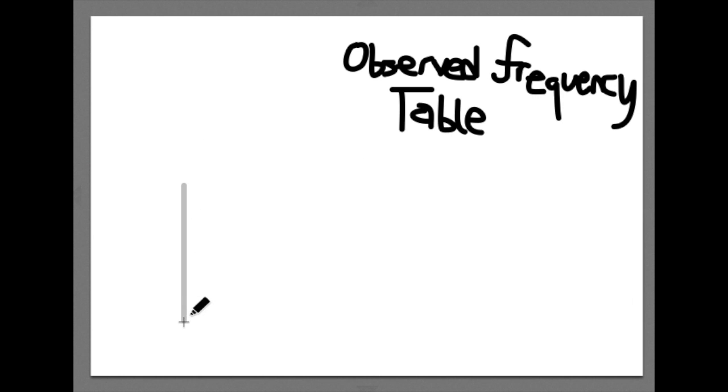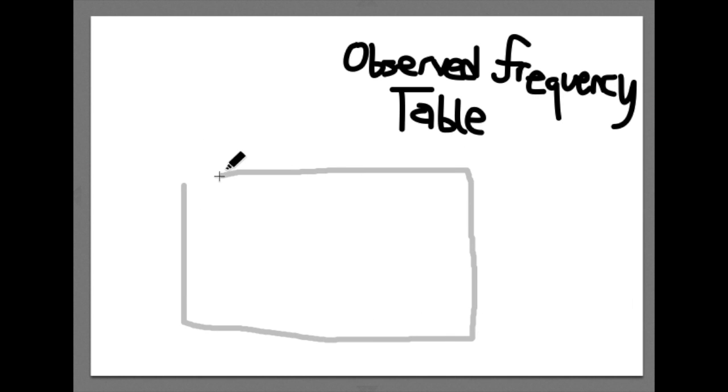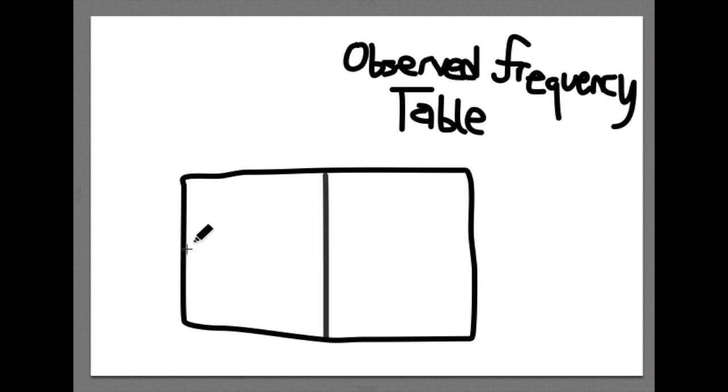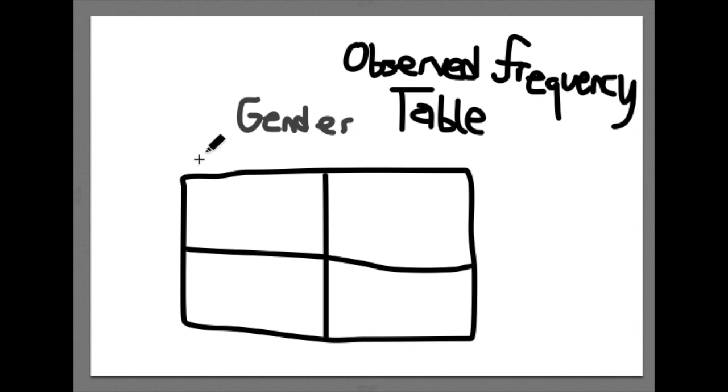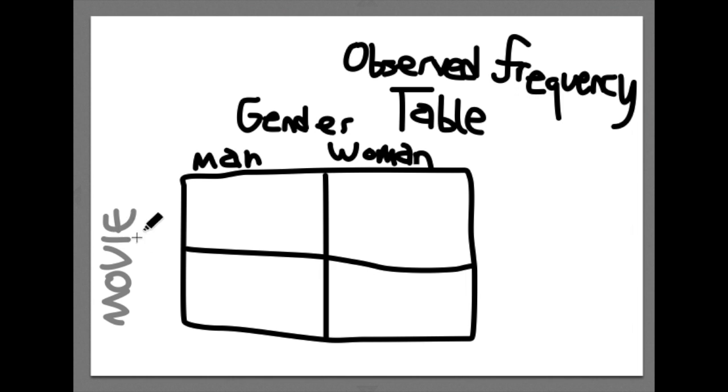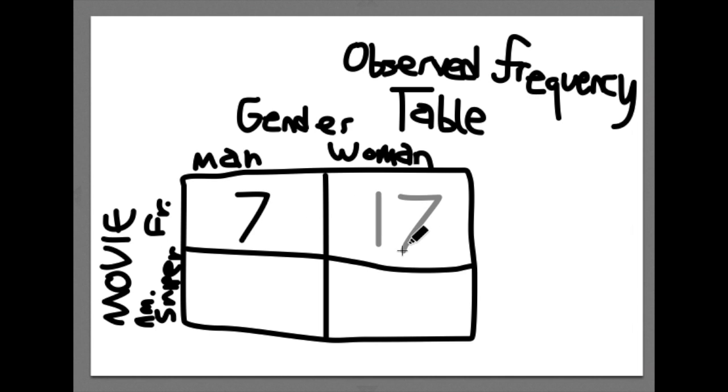Observed frequency table. It looks a little bit like this. Please make it neater on your test. I'm not being graded, so you know that's a square, I don't need to make it any better. Gender: man, woman. It's the only genders we have in our study. Movie: American Sniper and Frozen. Then just copy the data I gave you in the original problem.